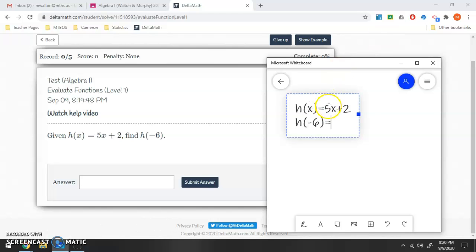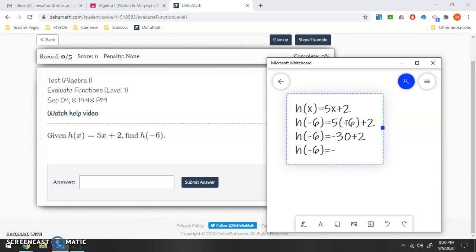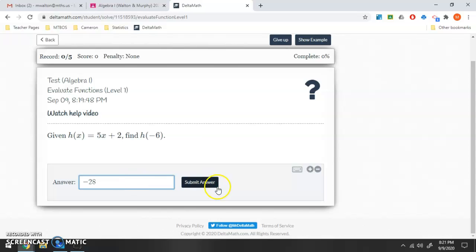So here is what we're going to do. First off, 5x is understood to be multiplication. So this will be 5 times negative 6, and then finally, plus 2. Let's simplify this. 5 times negative 6 is negative 30. And I still have to add 2. My final answer is h of negative 6 is equal to negative 28. All we did is substitute in, or evaluate it at negative 6. 5 times negative 6 is negative 30. Negative 30 plus 2 is negative 28. And then you will go ahead and submit your answer.